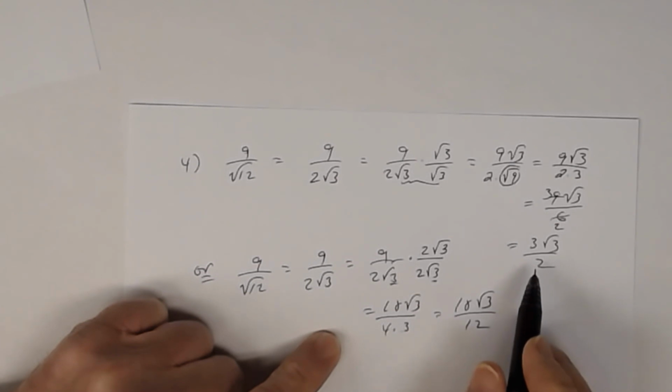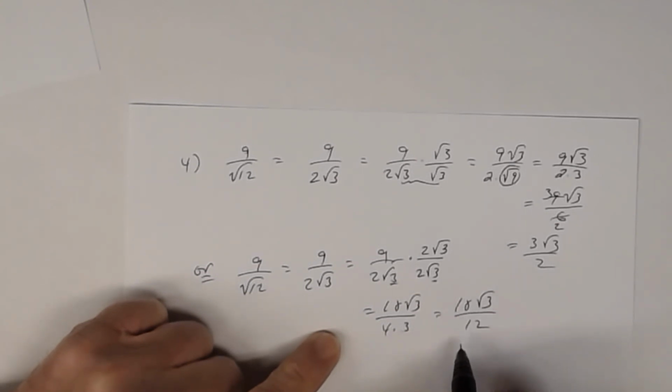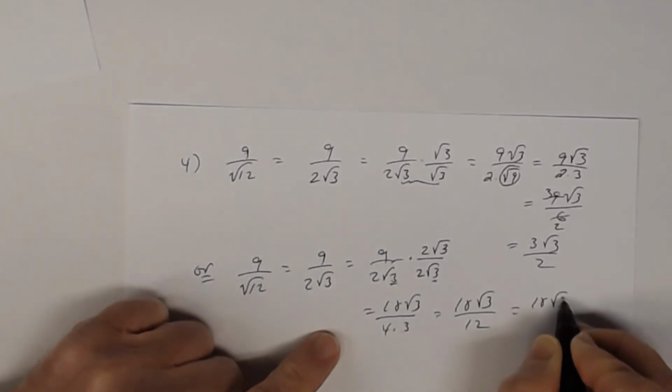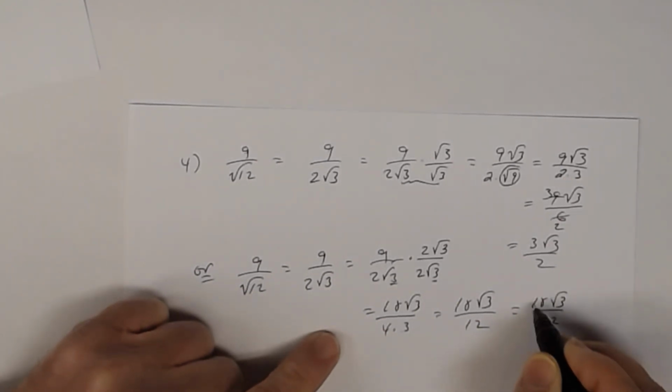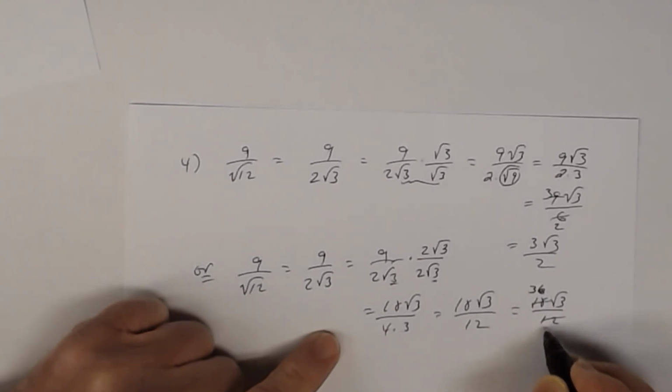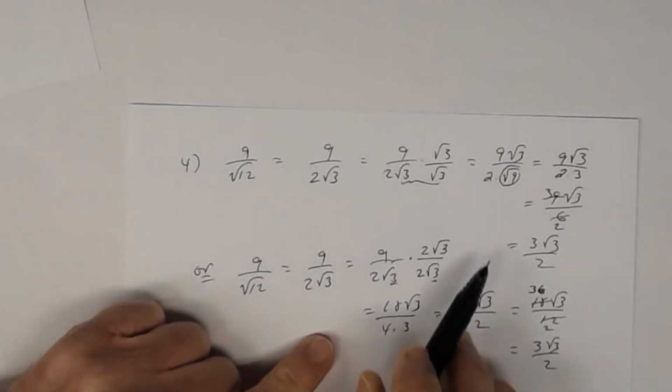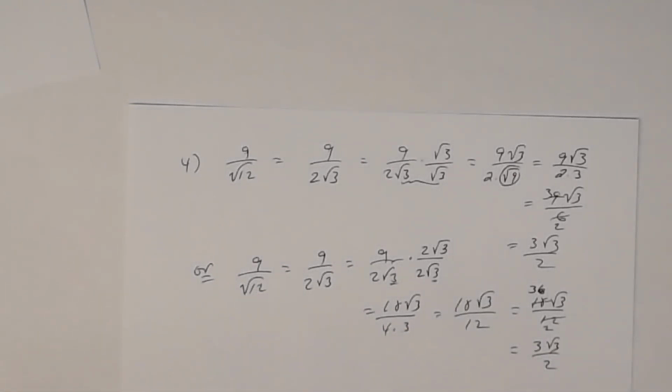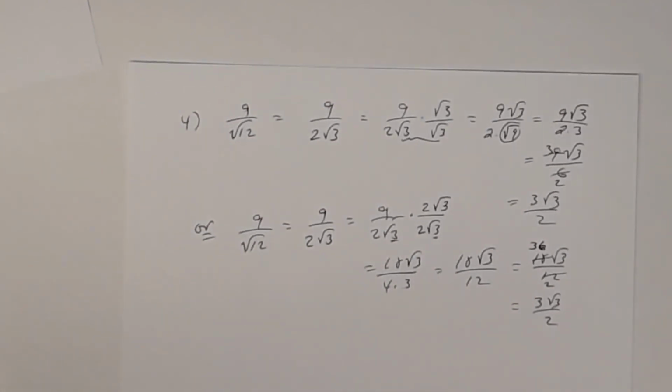So we're getting to that point right here. 18 and 12 are both divisible by 6, right? They're both divisible by 6. So 18 divided by 6 is 3. 12 divided by 6 is 2. And you get 3 square root of 3 divided by 2. So same answer, right? Different approaches. Okay, so that was number 4.